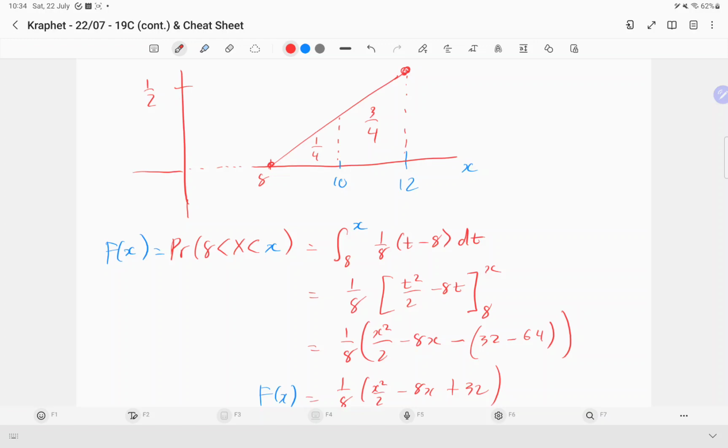Because it's 1 in total. Okay, does it make sense? Yeah. And using the big F notation, sometimes it can be quite handy to calculate areas in between.